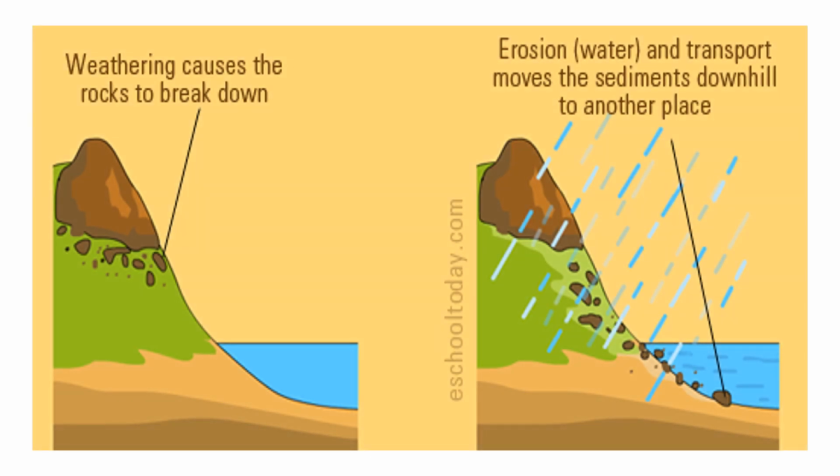This illustration basically shows how weathering is different from erosion. Weathering causes the rocks to break down, while erosion and transport moves the sediments downhill to another place.